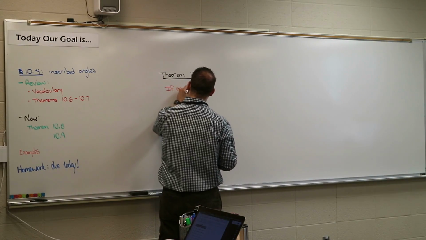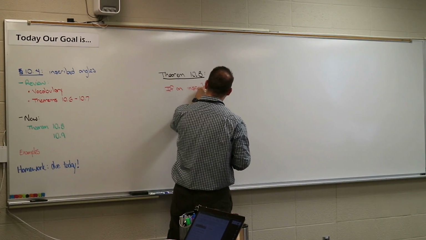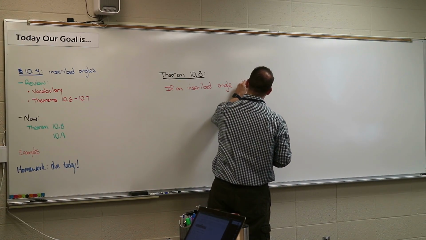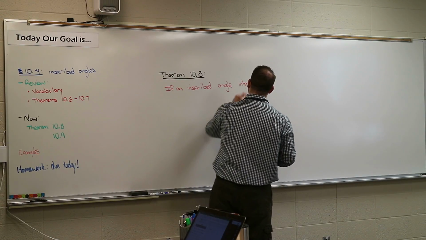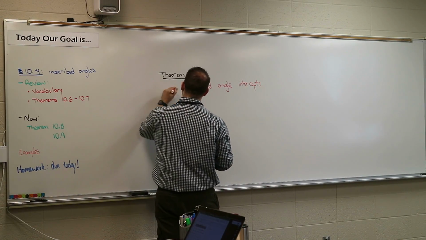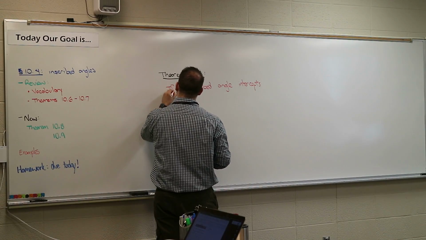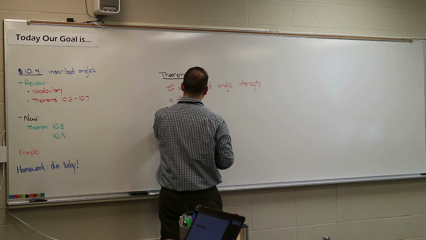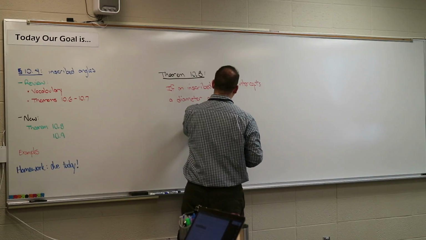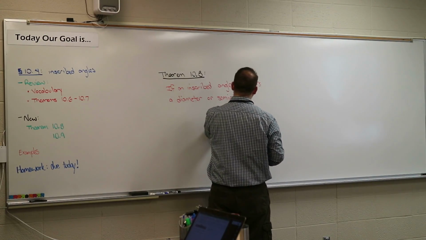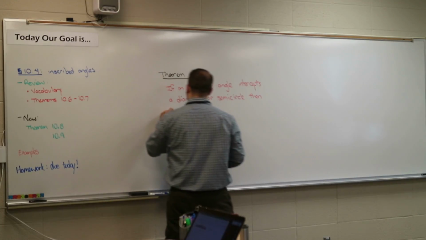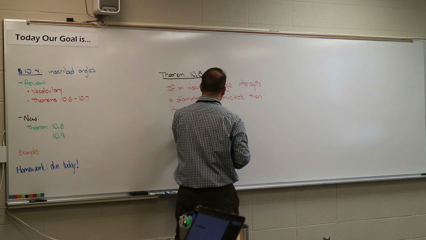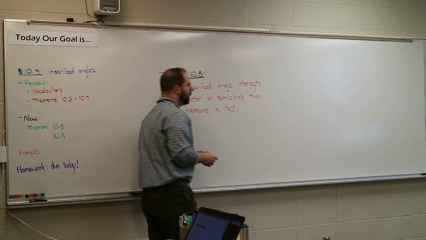If an inscribed angle intercepts a diameter or semicircle, then its measure is 90 degrees. Now this is a little bit paraphrased in the book.